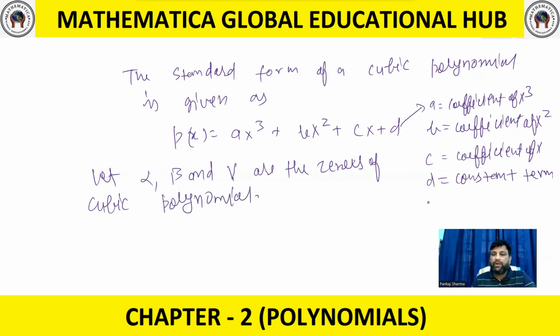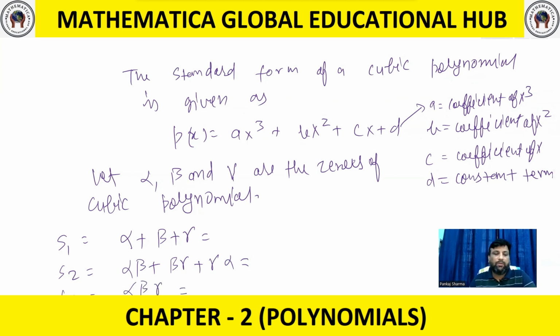Then if we are taking the sum of the zeros one at a time, alpha plus beta plus gamma, always keep in mind it is called S1. When we are taking two zeros at a time, we write alpha beta plus beta gamma plus gamma alpha. And when we are taking all at a time, that is called S3, which is alpha beta gamma, also called the product of zeros.